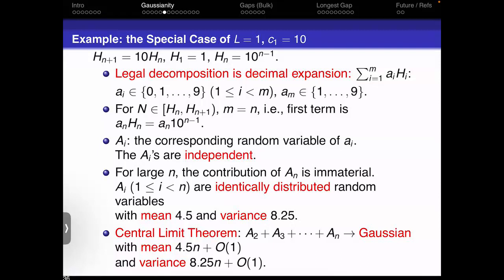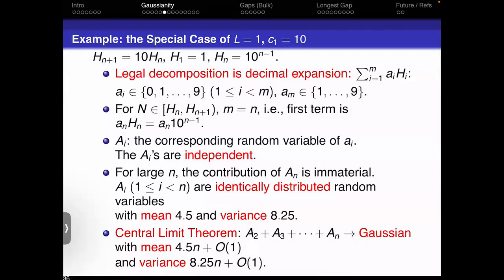We have to be a little bit careful. All of the possible a's can be any integer from 0 to 9, except for the leading term. If we're between hn and hn plus 1, then the first term has to either be a 1, a 2, a 3, up to a 9. So there's a slight restriction on the first term, but other than that, everything is from 0 to 9.